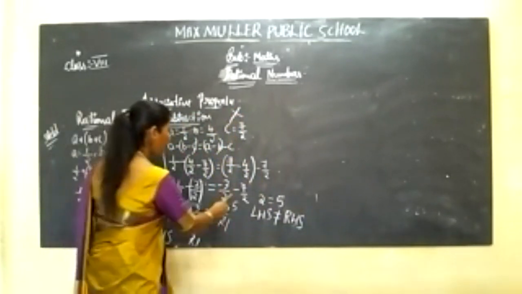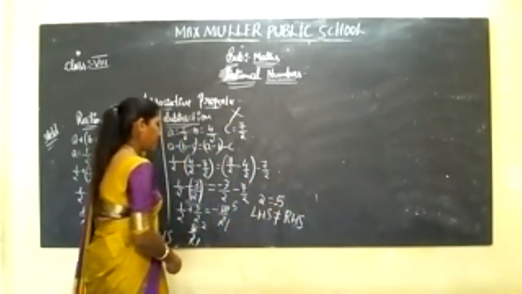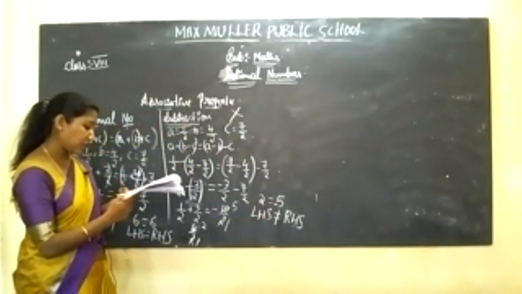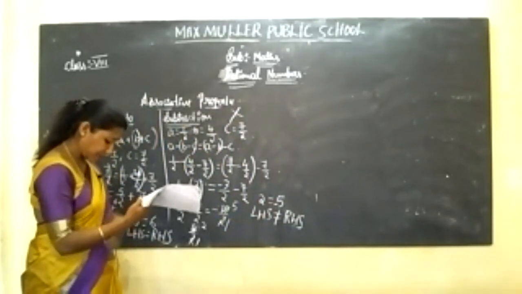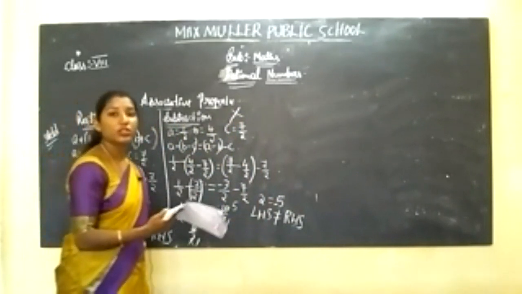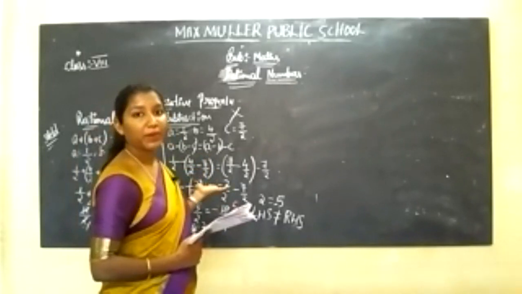Okay. So the greater number you have to put here. Correct. So it is minus 5. 2 is not equal to minus 5. So this condition doesn't hold good. Hope all understood, students, about the subtraction.